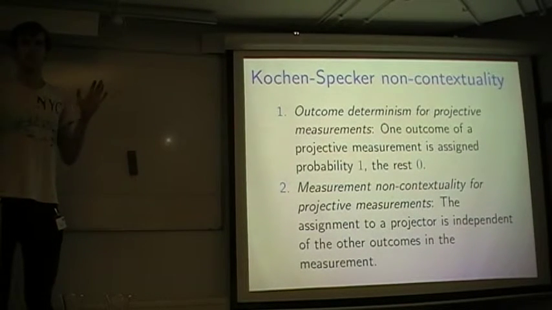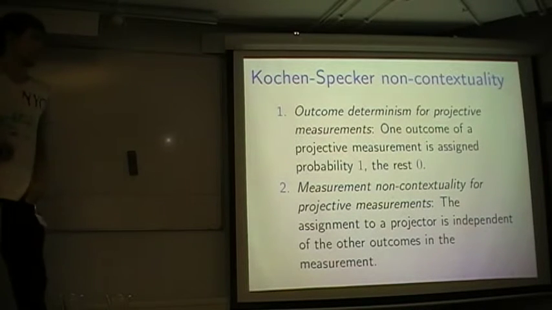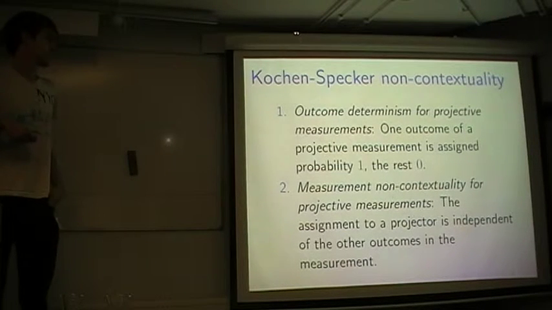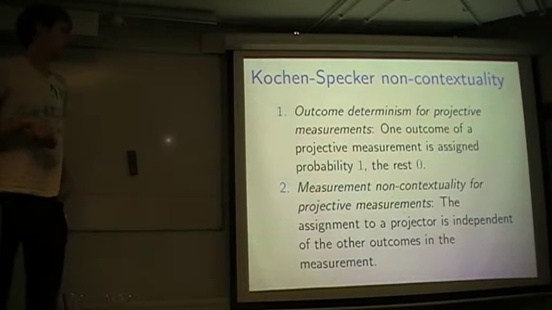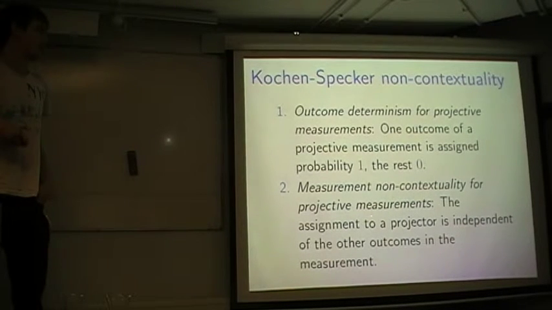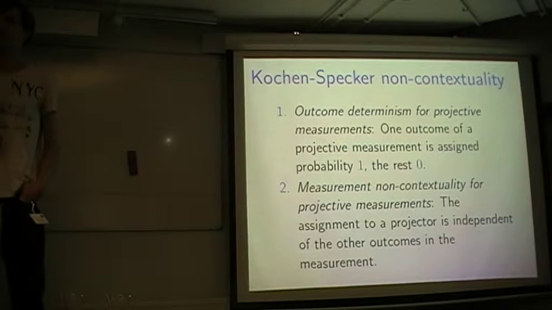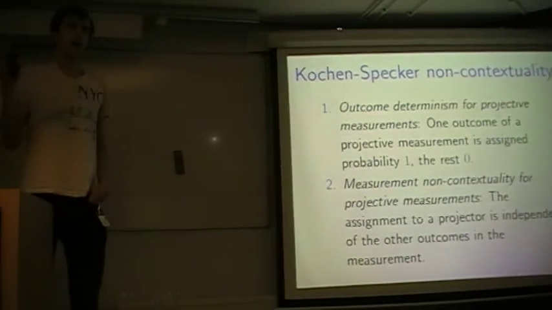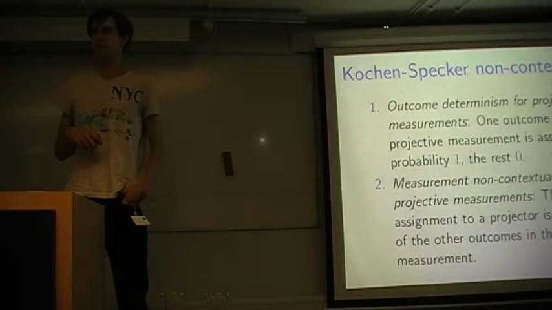So I'm assuming there is some real description of the system, and I'm going to add certain assumptions about what that real state is. The assumptions you add in for the Kochen-Specker theorem are that the real state determines the outcomes of projective measurements. Okay? So if you know the real state, then you know the outcome of a projective measurement with certainty. And the other assumption, the non-contextuality assumption, is that whether or not a projector happens is independent of the other projectors in the measurement.